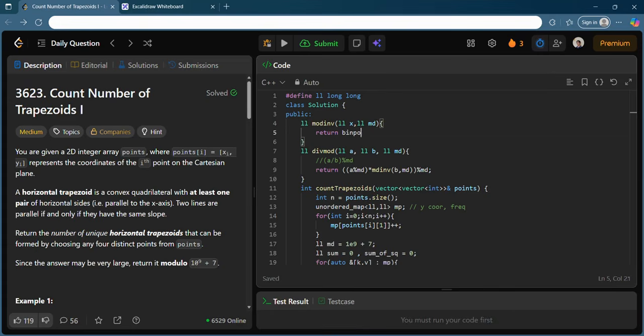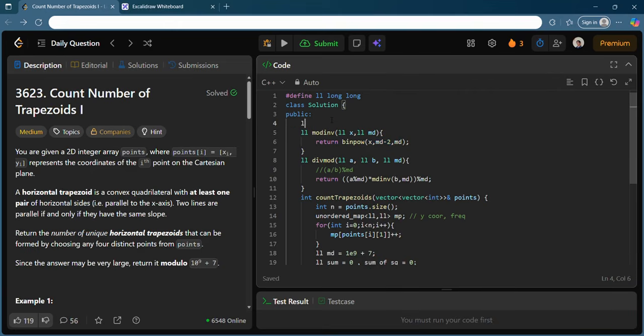Okay, so mod inverse will return binary exponentiation of x, mod minus 2, mod. I hope you do get this right. So I am calculating x to the power mod minus 2, nothing but this. So now x to the power mod minus 2, that's how.